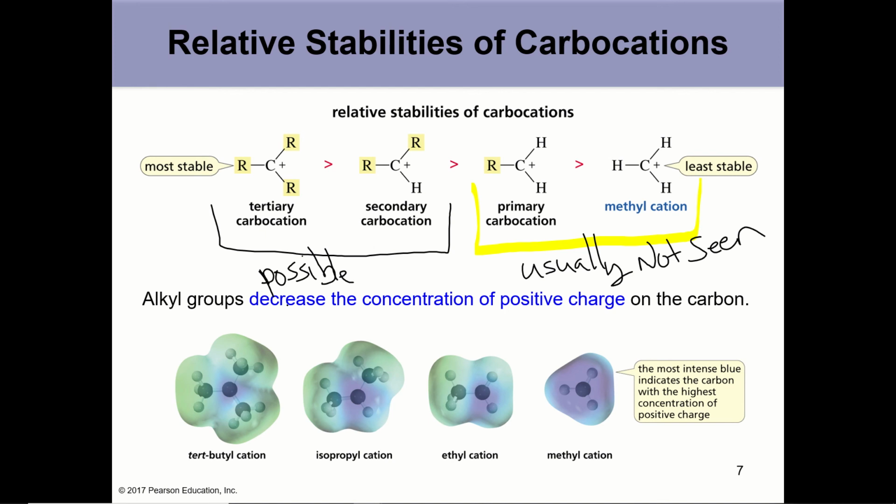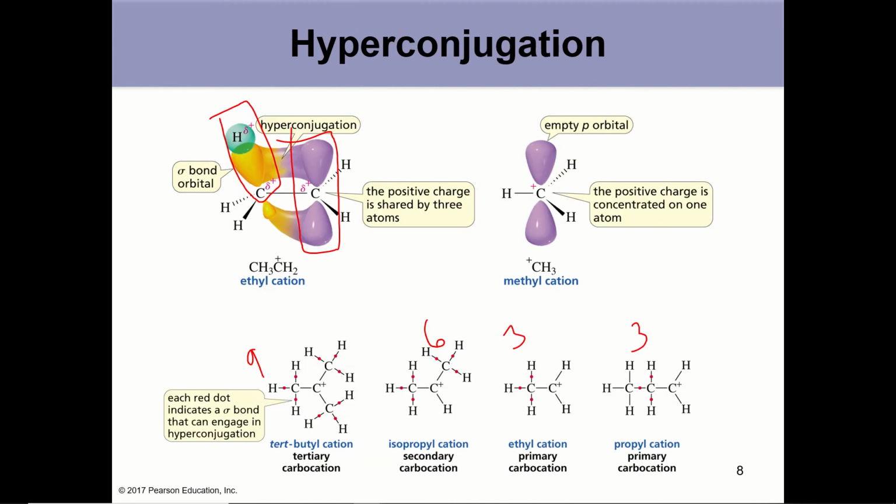So alkyl groups decrease the concentration of the positive charge on the carbon, and that is called hyperconjugation. What happens is that the hydrogen to carbon sigma bond can form what we call hyperconjugation, which almost looks like a pi bond. So this carbon to hydrogen bond is actually donating electron density into the empty p orbital that we get when we have a carbocation. And that stabilizes the carbocation.